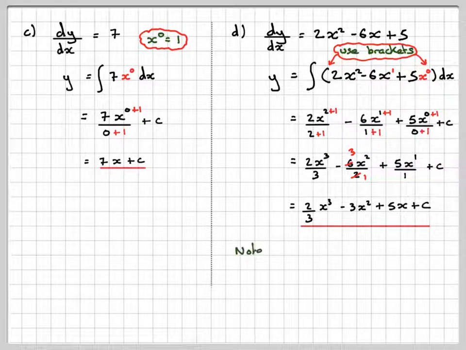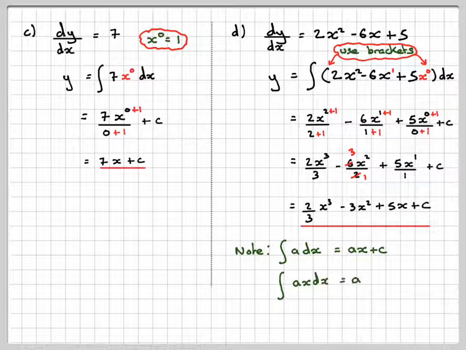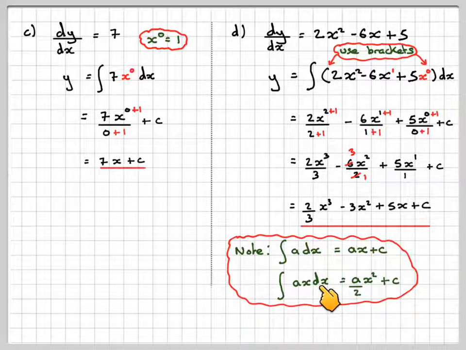A couple of things to note. If you integrate a constant, you just add in an x, you get ax plus c, the integral of a dx. And if you integrate ax to the power of 1 dx, then it just becomes ax squared over 2 plus c. These two sometimes cause a little bit of confusion.